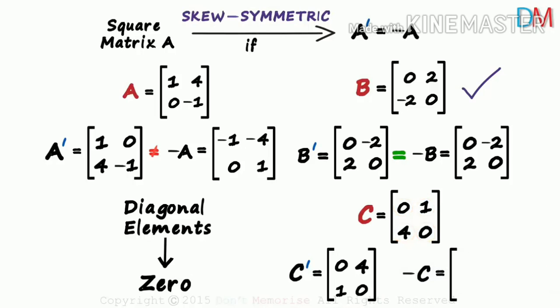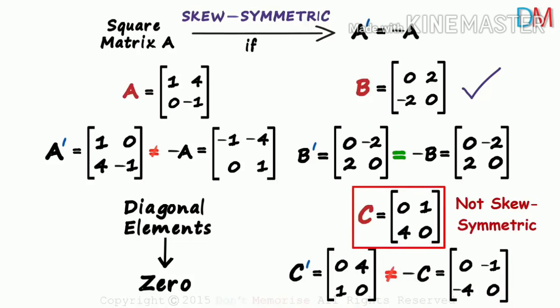And what about negative C? Each element when negated gives us this. The negative of 0 is 0, negative of 1 is minus 1, negative of 4 is minus 4, and the negative of 0 is 0. Clearly, these two matrices are not equal. Matrix C is not skew-symmetric.